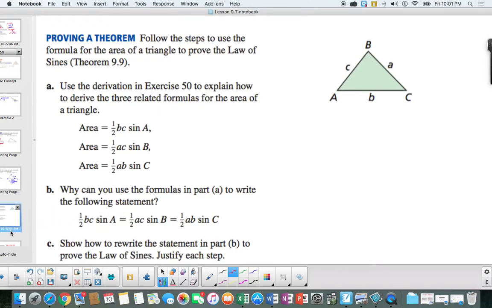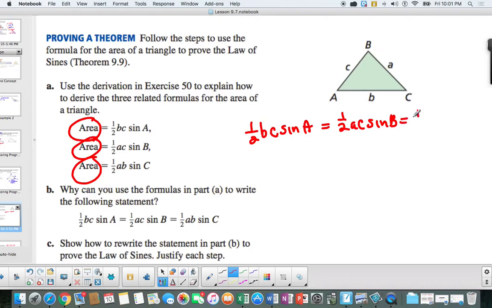Okay, let's take a look at using this formula to help us derive the law of sines. So here's our picture again, and we have all of these areas that work depending on which angle we use. So these are all areas of the same triangle. And so what I'm going to do is set them all equal to each other. Then I'm going to multiply everything by 2, and that'll get rid of the 1/2. And then I will divide everything through by abc.